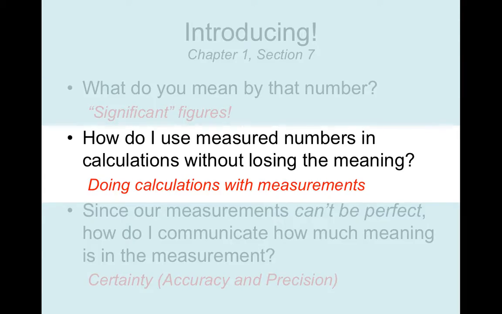Okay, so the second question we're going to answer is, how do we use measured numbers in calculations without losing the meaning? So let's talk about doing calculations with measurements. So, rules for calculations. In multiplication or division, the result carries the same number of significant figures as the factor with the fewest sig figs, okay? So look at this here now. In multiplication or division, the result carries the same number of sig figs as the factor with the fewest sig figs.